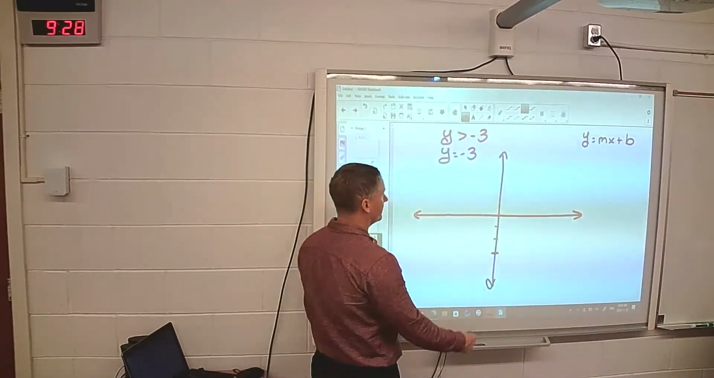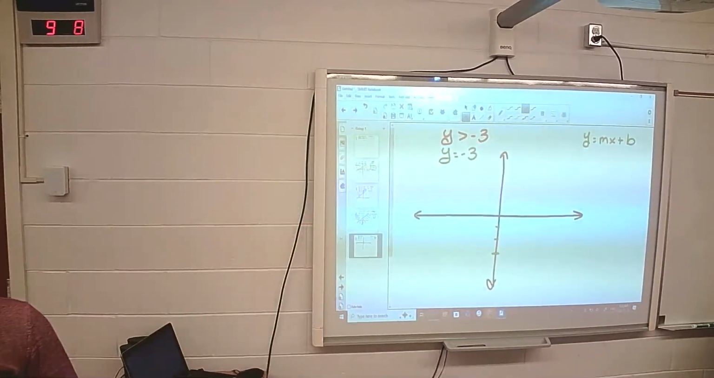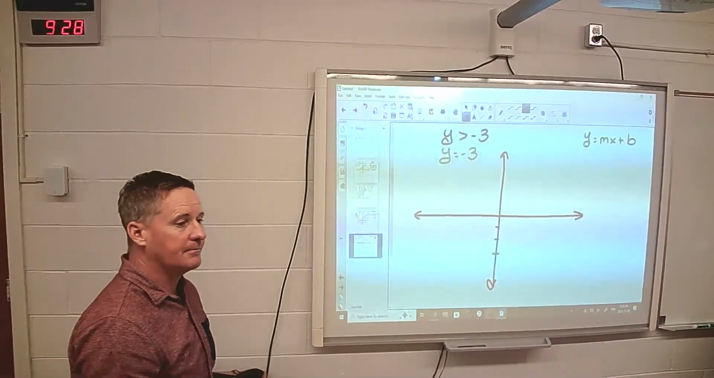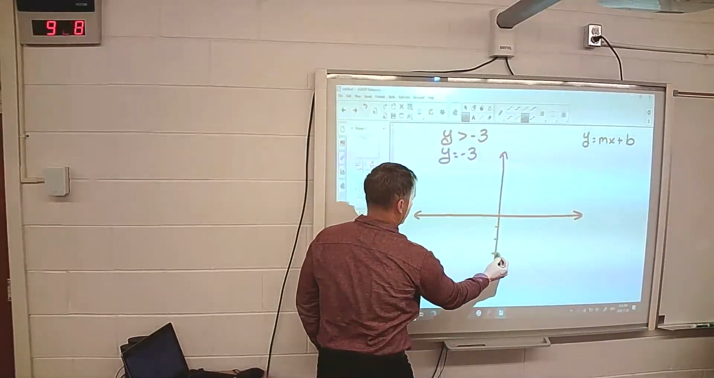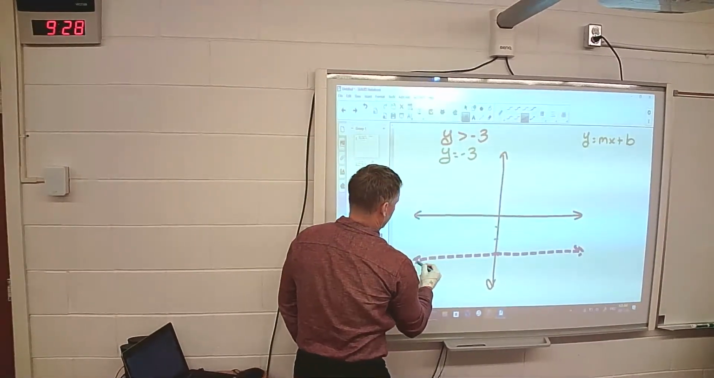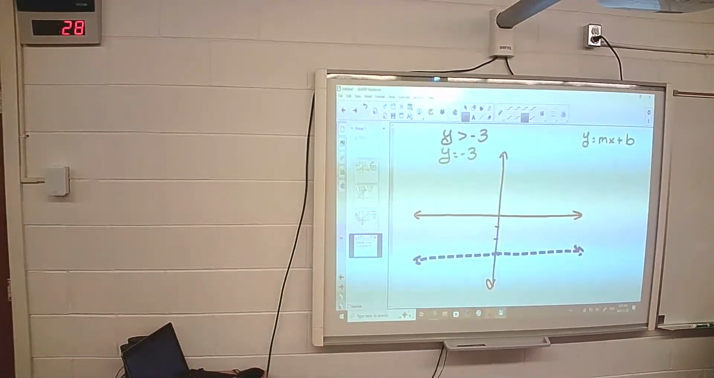You're absolutely right. First of all, is it a solid or dashed line? Dashed. How come? There's no equals to. Check this out. Here's your line. It is perpendicular to the y-axis. It is a horizontal line.